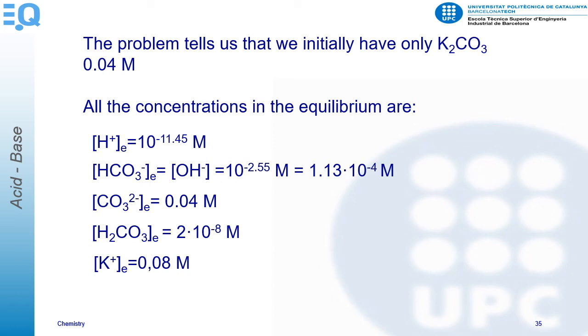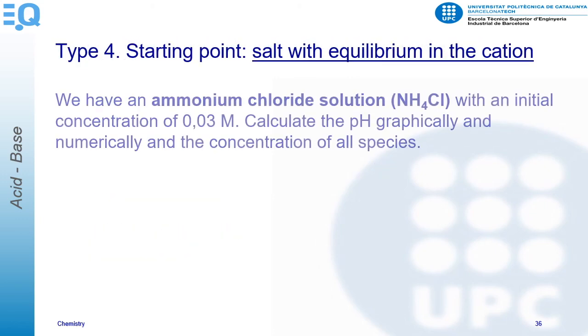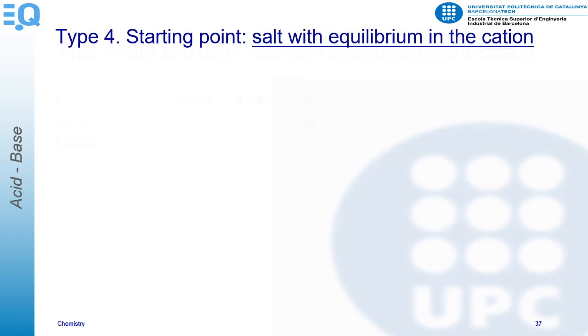Last but not least, as we have seen in all the other examples that we have done so far, we have to substitute all the equations and calculate all the concentrations, and then write each species with its concentration and the unit. Let's start with the fourth example. In this case, we have a salt with an equilibrium in the cation. We have an ammonium chloride solution with an initial concentration of 0.03 molar.